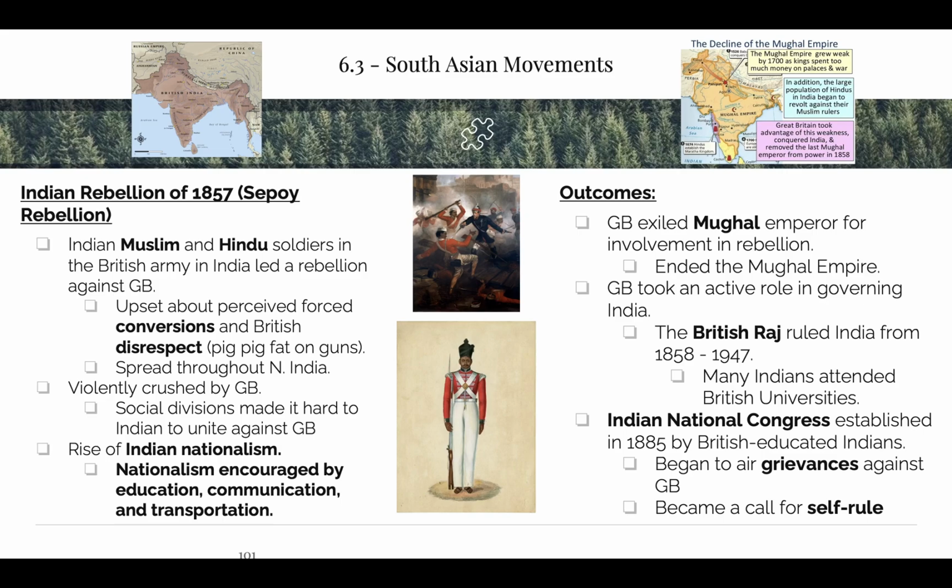There's a rumor that the grease on the guns is either cow or pork, which is offensive to either the Hindus or the Muslims. And so there's a big stirring, and the British overreact. And it is the first time, this is what you need to write down, it is the first time the British are facing pushback in India.